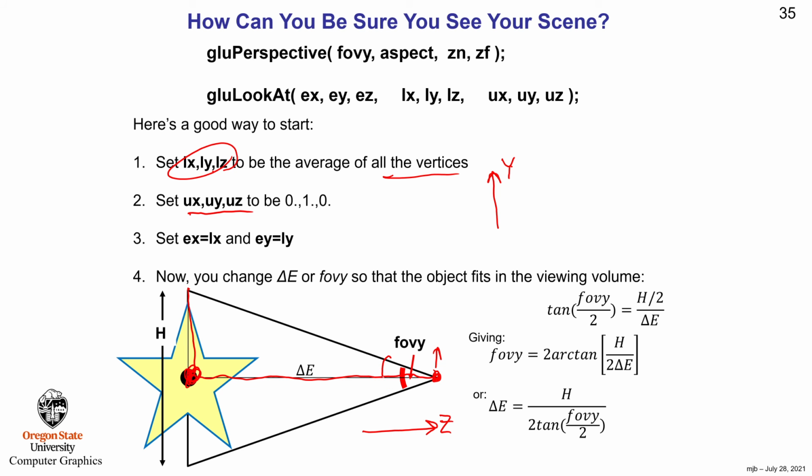This angle right here is 1/2 of the field of view angle used in GLU perspective. If I take half of h divided by how far away the eye is, that's going to be the tangent of half of the field of view angle. Math, math, math, and we find out we need to move the eye that far away, and we need to set the field of view angle to this. Okay, so you can do it mathematically, but a lot of times we don't care. We just throw the object up there and then scale it up and down until we can see everything we wanted to see.